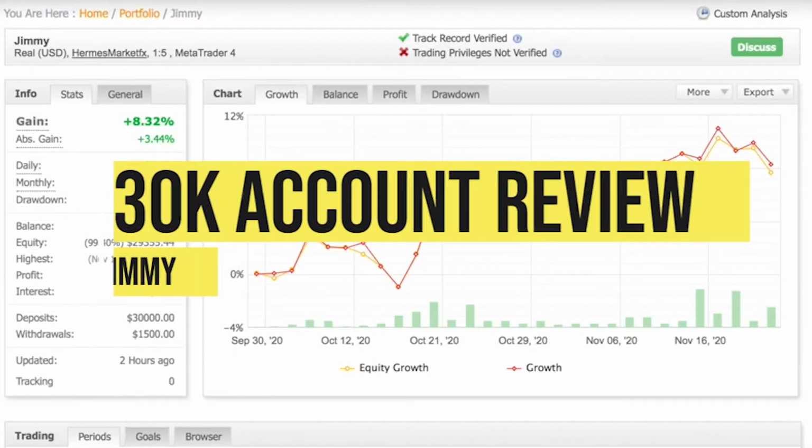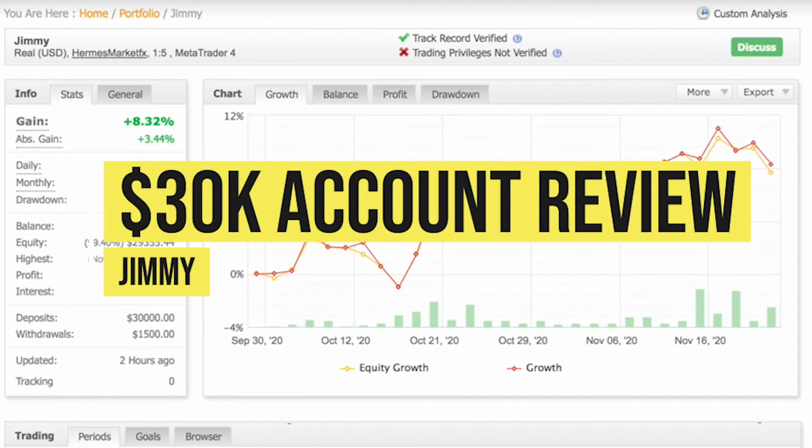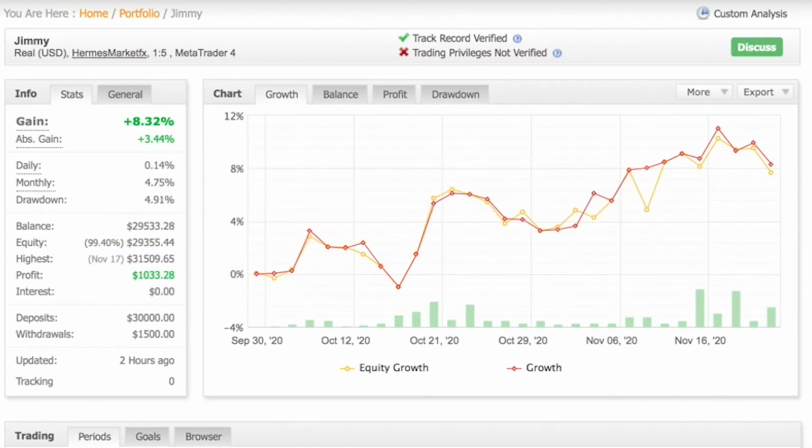Today we are going to review the account of Jimmy. Jimmy joined our funded trader program last September on the 13th and he hit his first 10% target on the 17th of November. So slightly more than 1 month for him to hit his first 10% target. Congratulations, Jimmy, first of all. Let's have a look at his equity line.